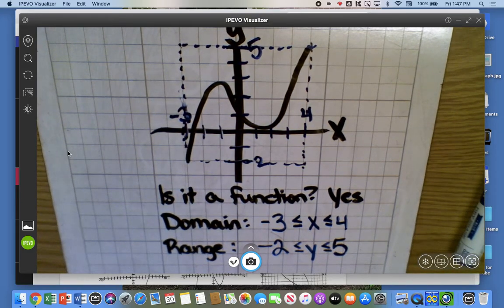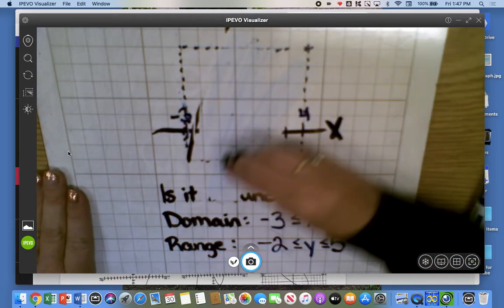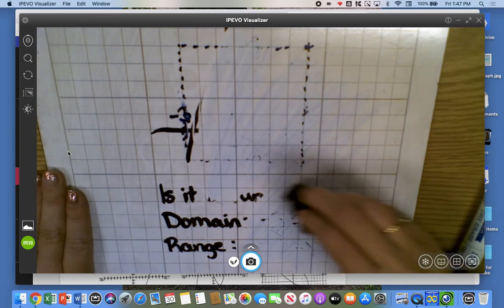Just bear with me a second. I got to find an eraser. Oh, that blue was not a good blue.